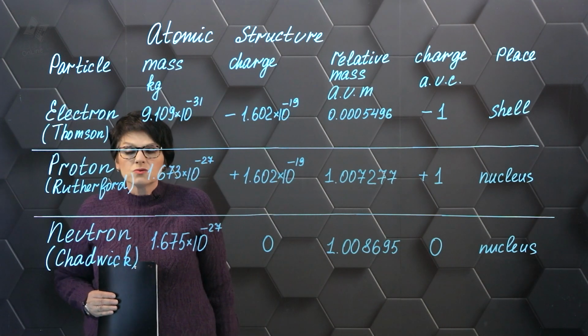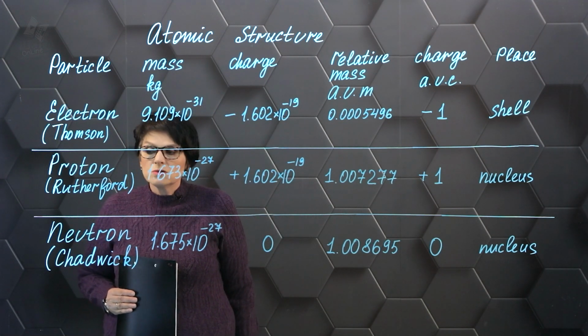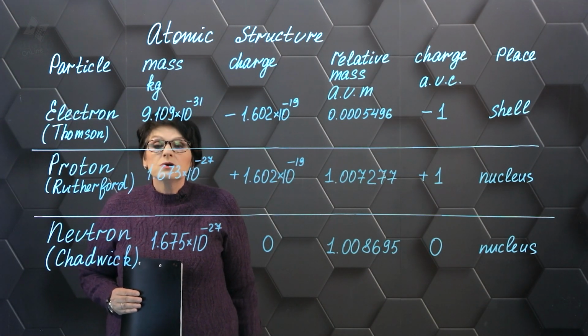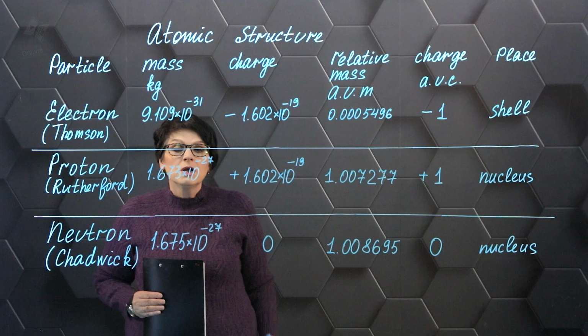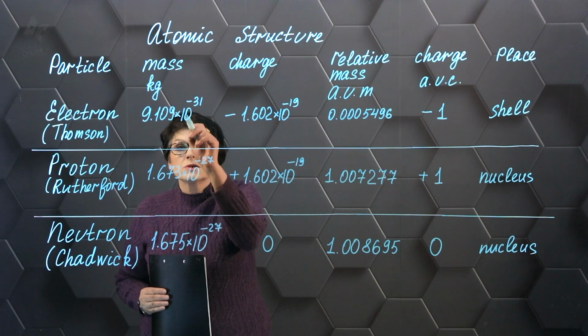As we can see, the mass of the proton is greater than the mass of the electron. The charge is the opposite of that of the electron. Here it was with minus. Here the same particle has characteristics with plus.